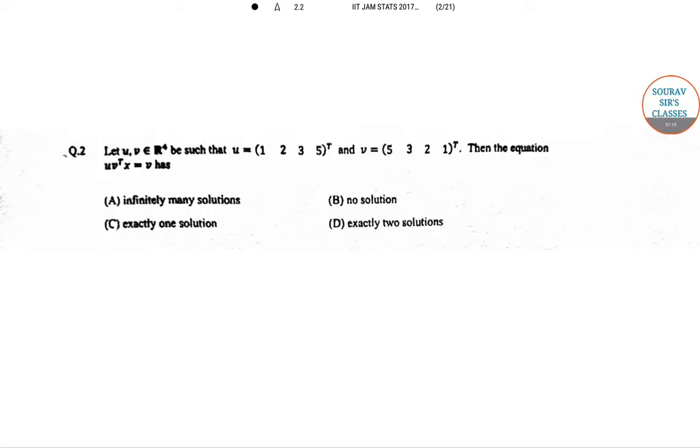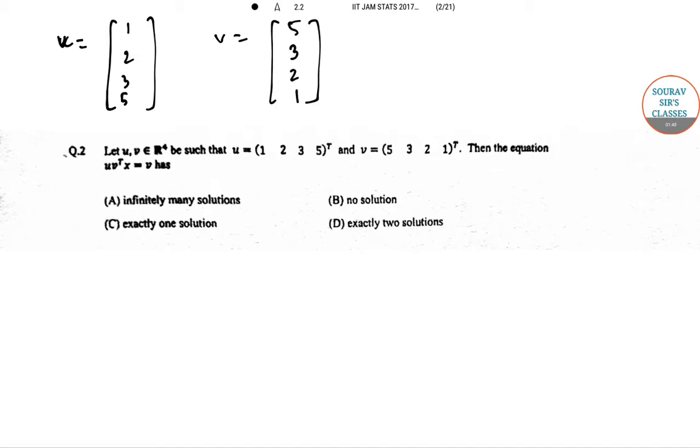The next question is, let U, V be matrices such that U is equal to [1 2 3 5] transpose and V is equal to [5 3 2 1] transpose. So the transpose of a row vector is a column vector. So [1 2 3 5] is U, and V is similarly [5 3 2 1].